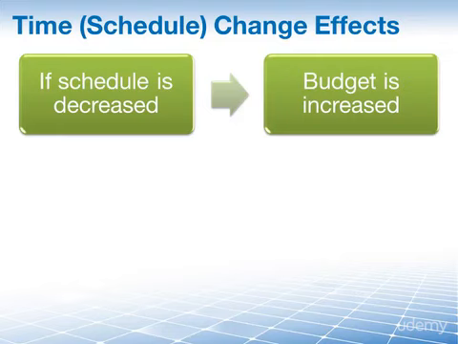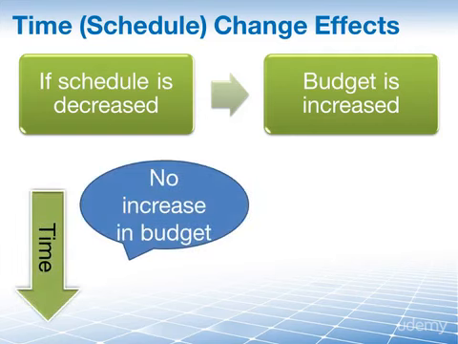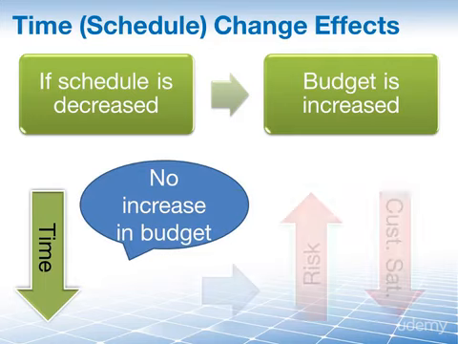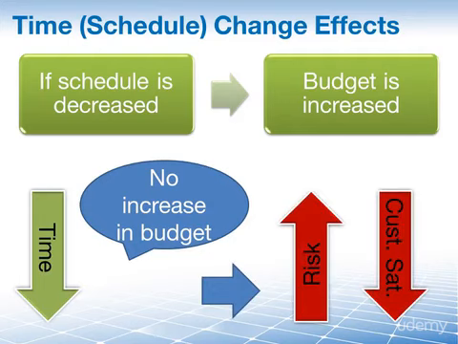This typically happens if there's a need to crash or shorten the schedule to meet a new deadline that is more aggressive than the existing one. But if you decide not to increase the budget, even though your schedule has been decreased, then this may increase the amount of risk on the project in terms of inferior quality products being delivered, not meeting the new schedule deadline. And all of this, by the way, could also result in decreased customer satisfaction.